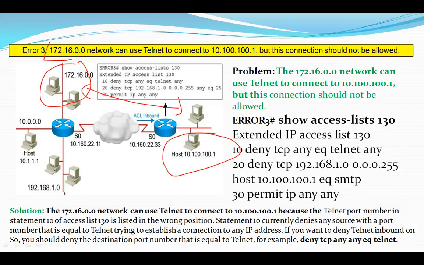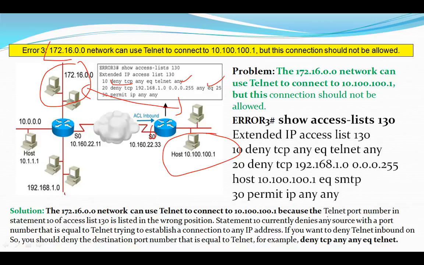This is the output of access list 130, which I have created on the router inbound, on my inbound interface. This is the scenario. I have created 10, 20, 30. First is deny TCP any equivalent telnet any. This is the first command. Then deny TCP 192.168 with wildcard, again denying SMTP, and 30 permit IP any. So it is permitting IP, but I want to block it. So we will see how we can troubleshoot it.